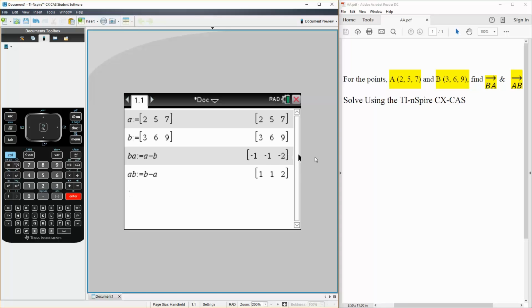So answer for BA, answer for AB. And that's all we need to do.